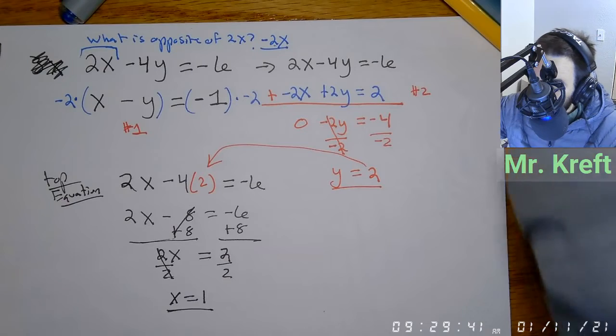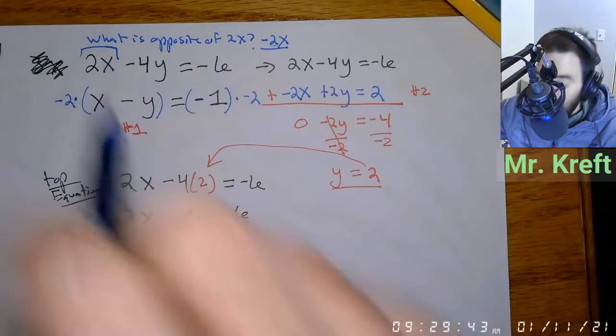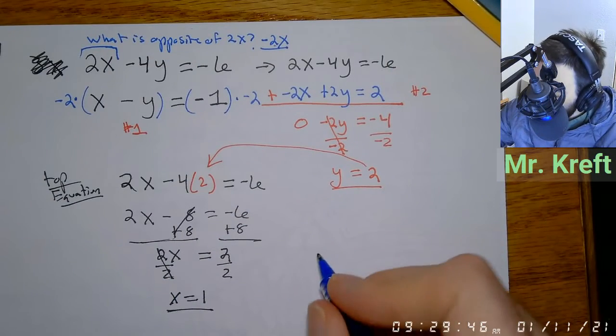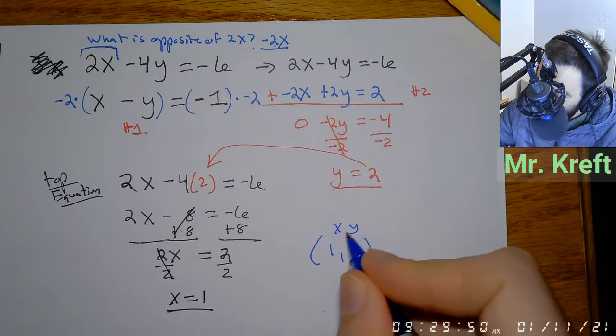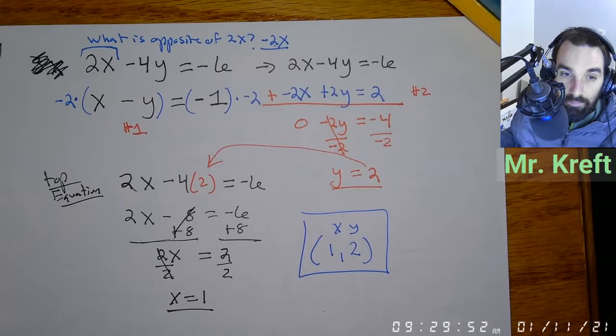Okay, so at the end here, I still have to write my answer out. So I have x equals 1, y equals 2. My answer is 1, 2. Remember, the x comes first, the y comes second.